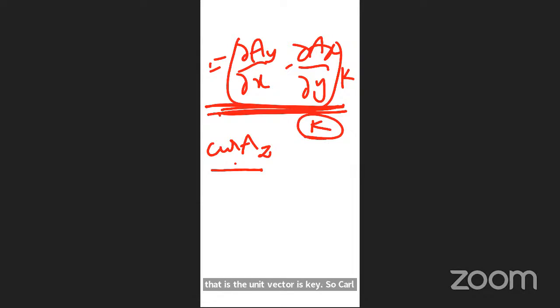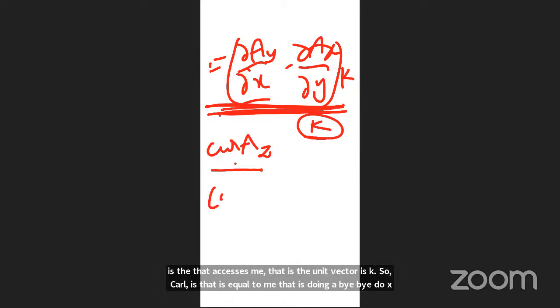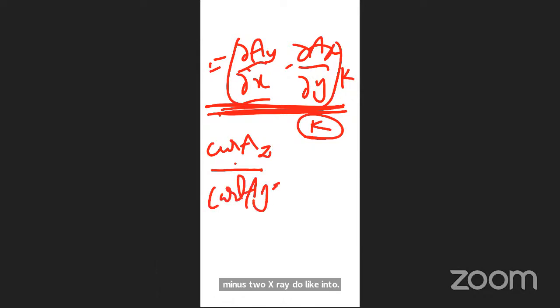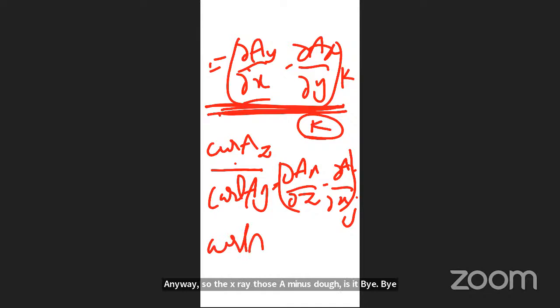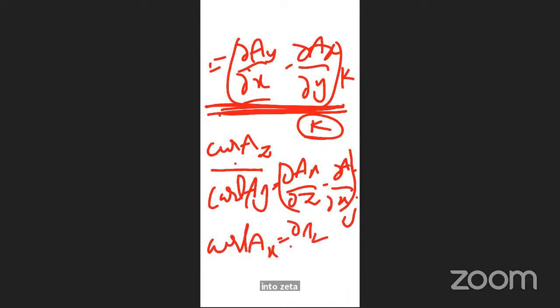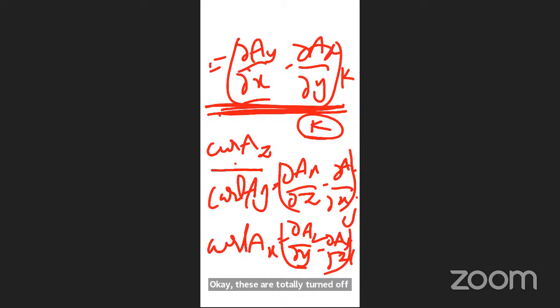So the curl z component is dou ay by dou x minus dou ax by dou y, into k. Similarly, the y term is dou ax by dou z minus dou az by dou x. And similarly, the x term is dou az by dou y minus dou ay by dou z, into i term. These are the components of the curl of a vector field.